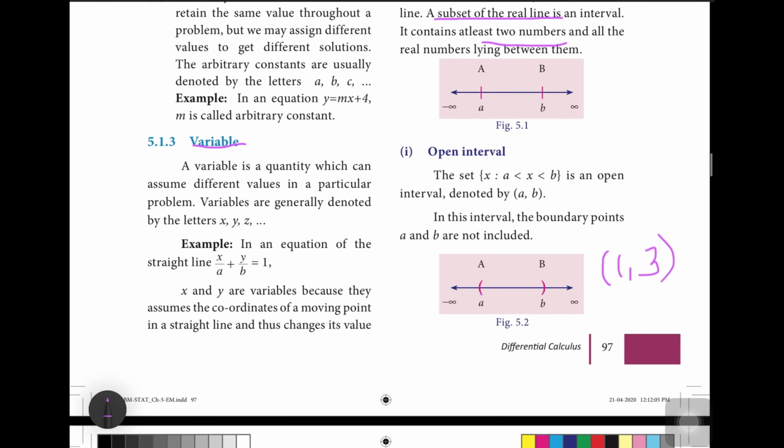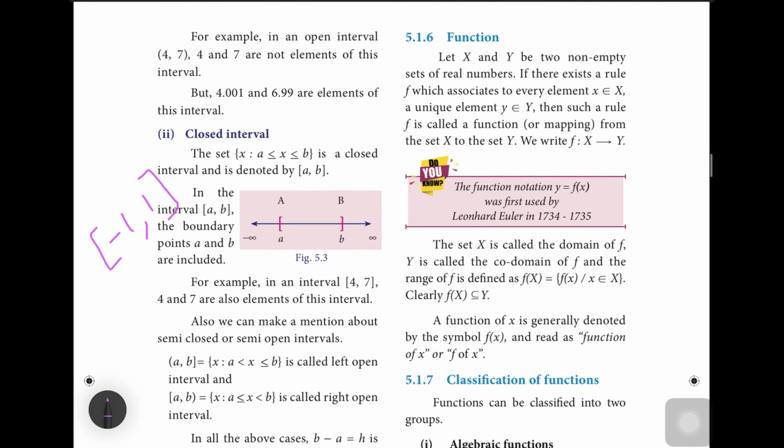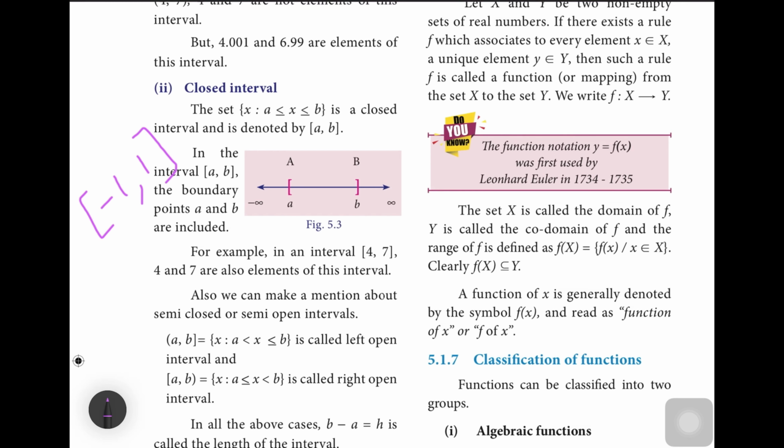The open interval can be denoted by the set of all x such that a < x < b. This is the open interval (a, b). The points that lie between a and b will come in the interval. For the closed interval, it is a ≤ x ≤ b. That means the points a and b are also included in this interval.